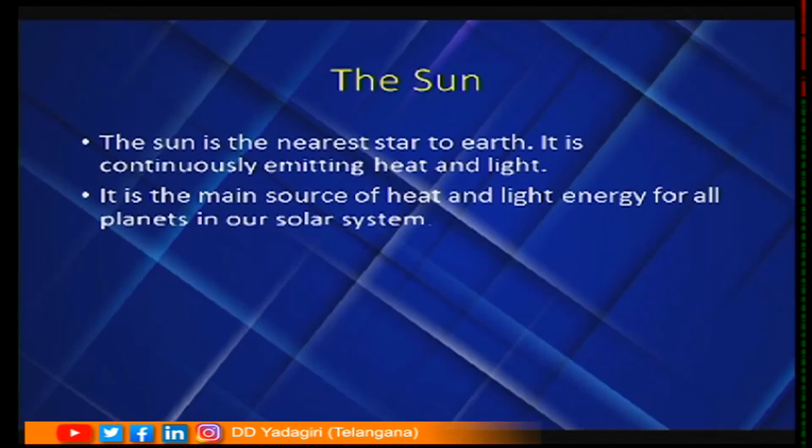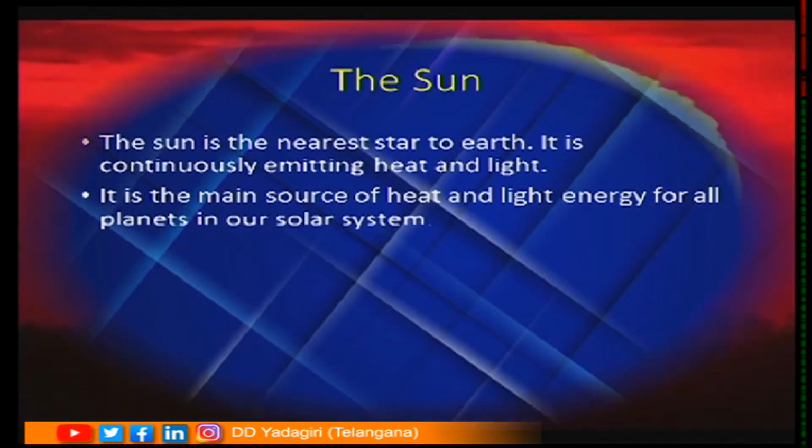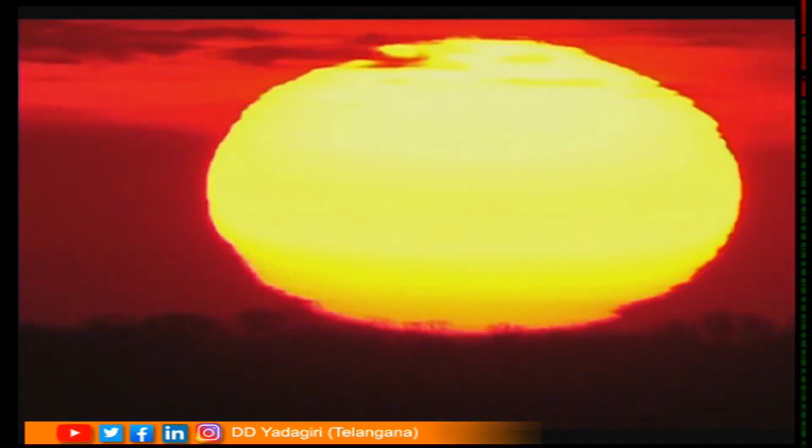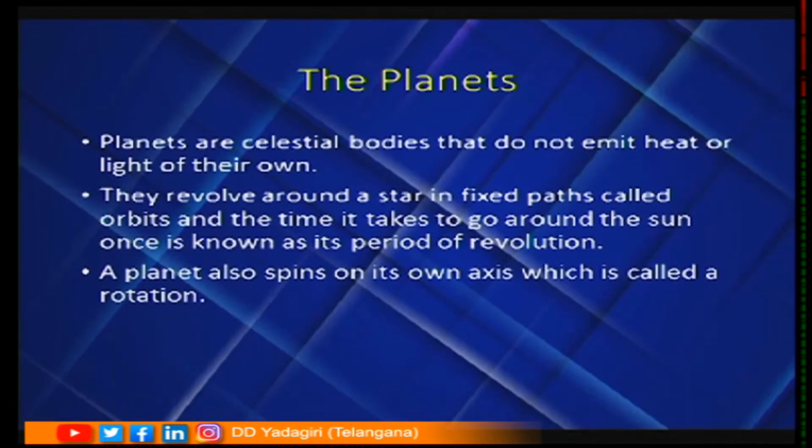What is the sun? It is the nearest star to the Earth. It continuously emits light and heat. It is the main source of heat and light energy for all the planets in our solar system. So, the sun is a bright object which continuously gives us light and heat energy. It has 8 planets revolving around it.